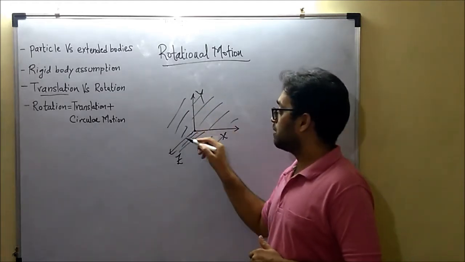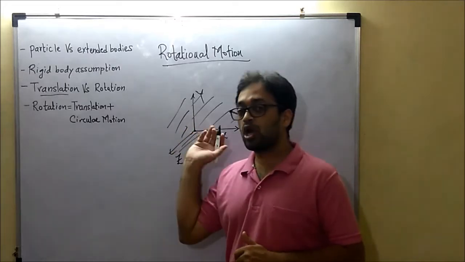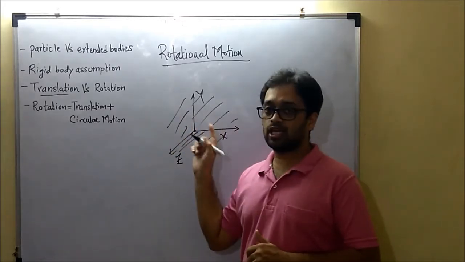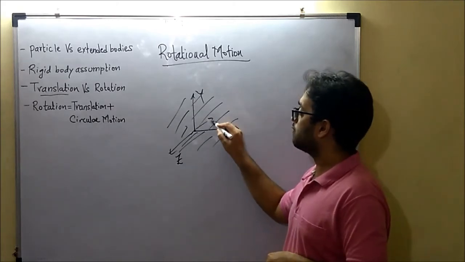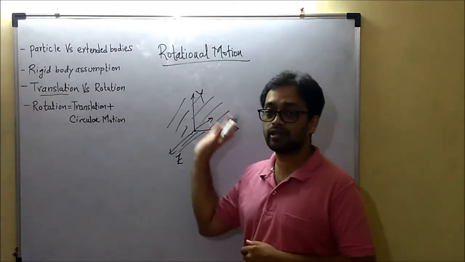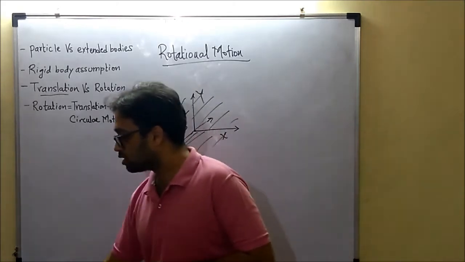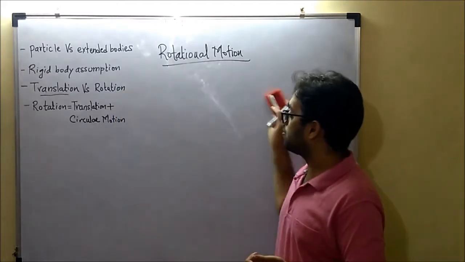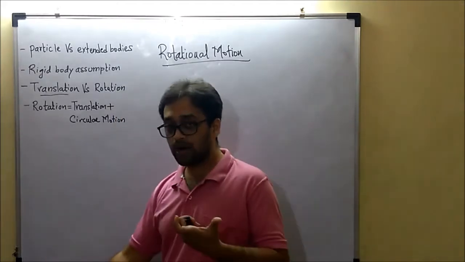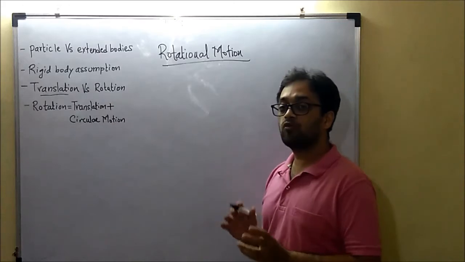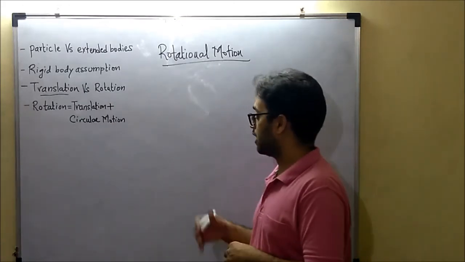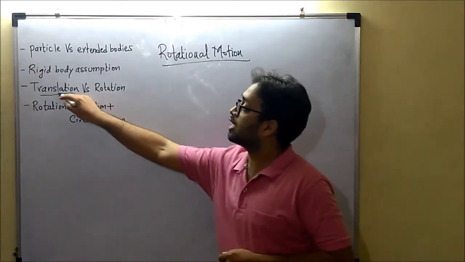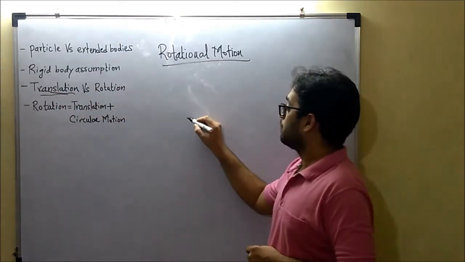So out of these 3 planes, the body can have its 2-dimensional motion in any one of these planes, or it can have 3-dimensional motion where its velocity vector will have components in x, y as well as z direction. So these are all the examples of translatory motion where all the particles of the body move in the same direction with the same velocity at a particular instant of time.